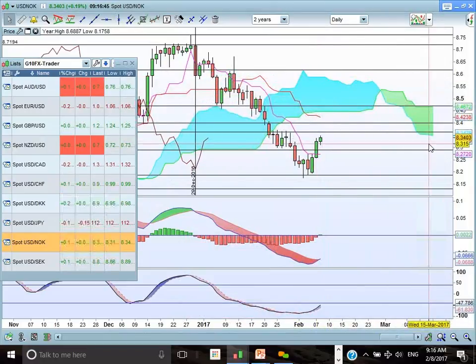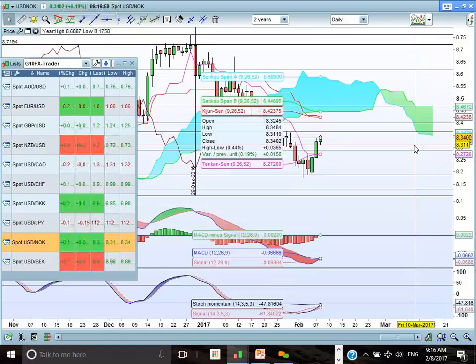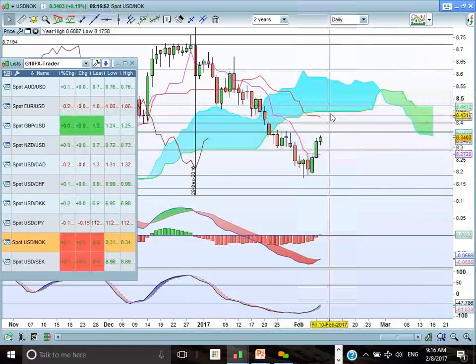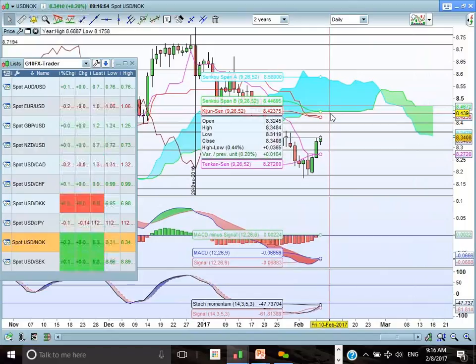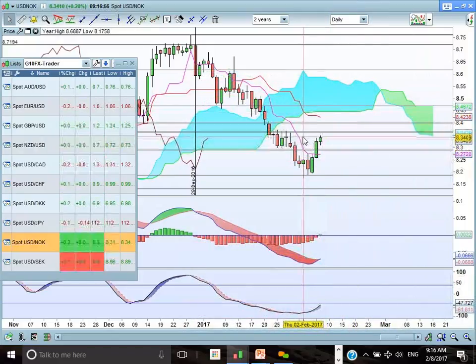But watch out, the front end of the cloud is telling us you are buying counter trend because price action is below the cloud. So that's somewhat negative. So this is a short-term relief rally back up to the bottom end of the cloud where we will test resistance.